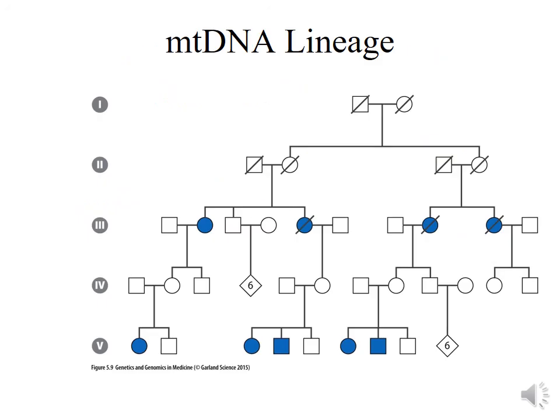This slide illustrates matrilineal inheritance of mitochondrial DNA disorders. Mitochondrial DNA disorders are transmitted by females only because mitochondrial DNA originating from the sperm is quickly degraded in the early embryo. An affected female can pass on the condition to both sons and daughters.